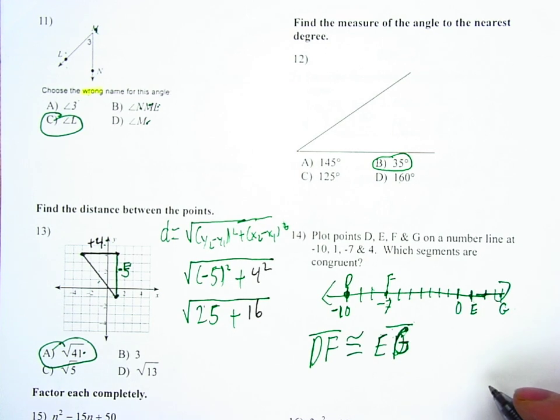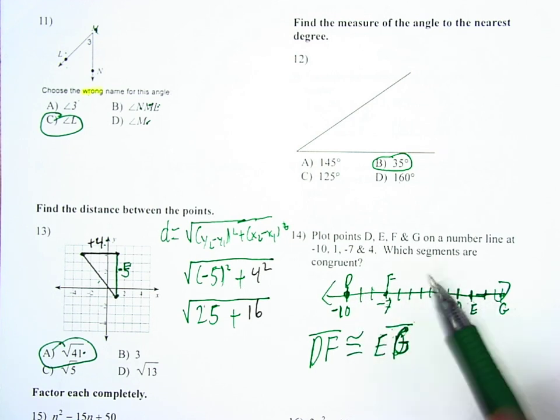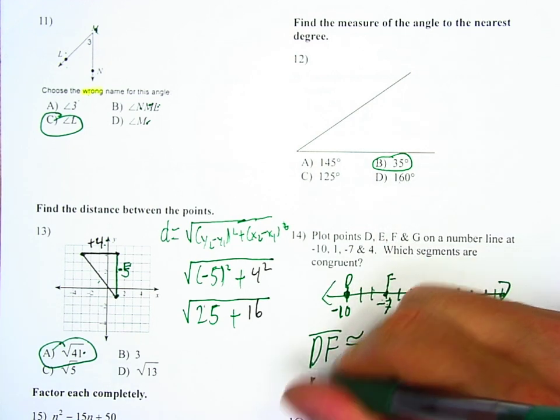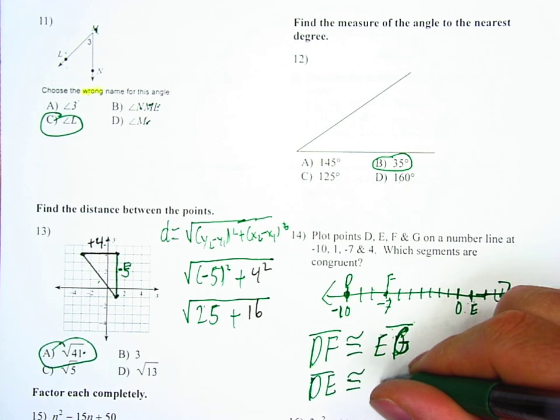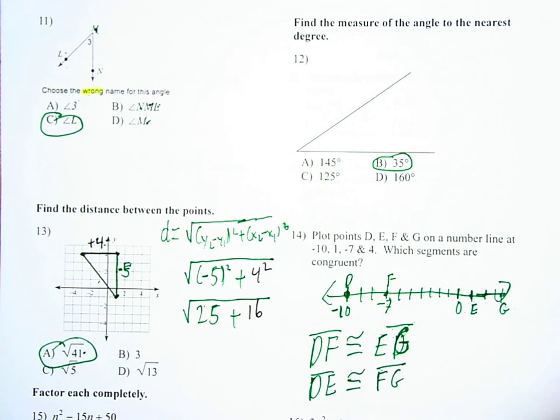Now, there might be some other segments that are congruent here as well, so I should probably check that as well. So would GF also be congruent to DE on this particular length? Well, yeah, because they share FE and because DF is equal to EG. So we'd also have DE congruent to FG as well on this particular one, because they both share FE and DF is equal to EG.